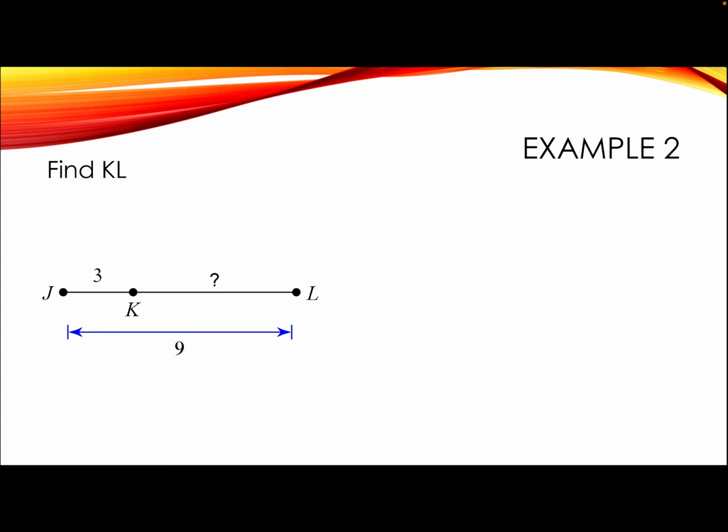For example 2, our entire segment is 9, and we want to find the value of KL. So again, we'll put in an X. And so we're solving the equation 3 plus X equals 9. We subtract 3 from both sides, and we get X equals 6. So this segment is equal to 6. 3 plus 6 equals the entire segment. That's how we know it's correct.